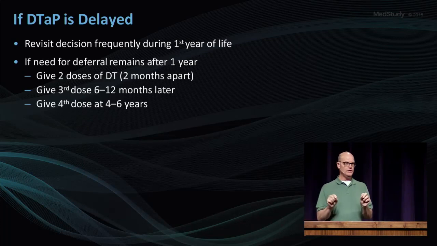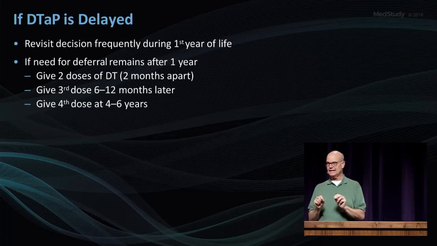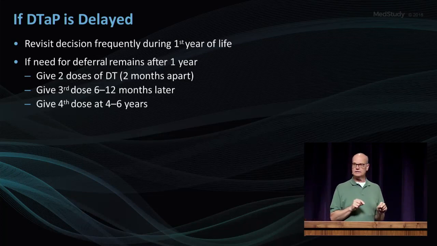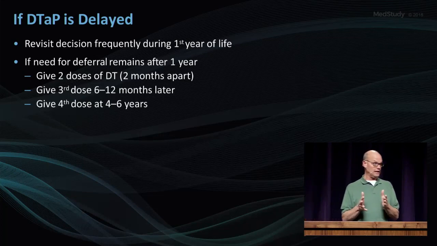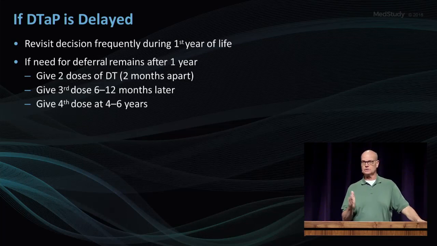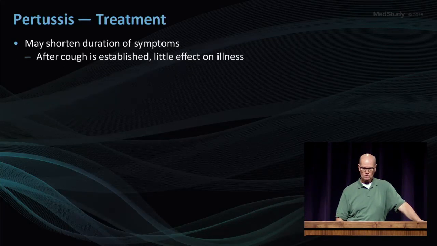So you can wait a year, but you don't want to delay the DTaP any longer than a year, always explaining to parents that the risk of developing pertussis is higher because you're not using the pertussis component of the particular vaccine. How do you treat pertussis?